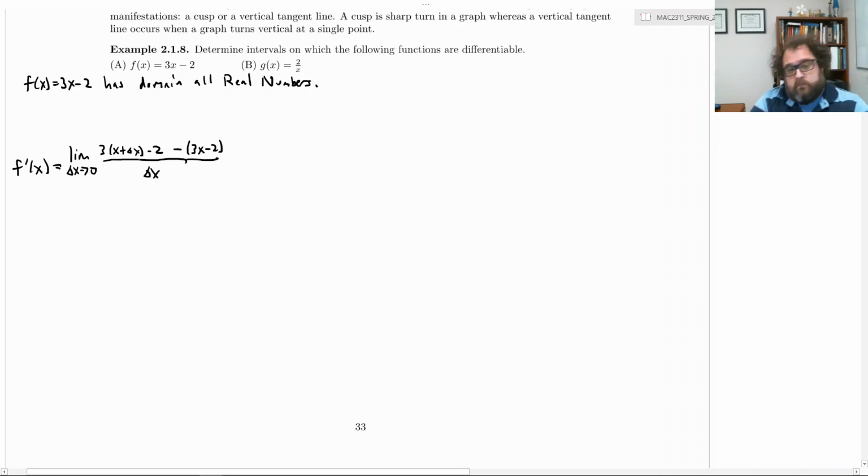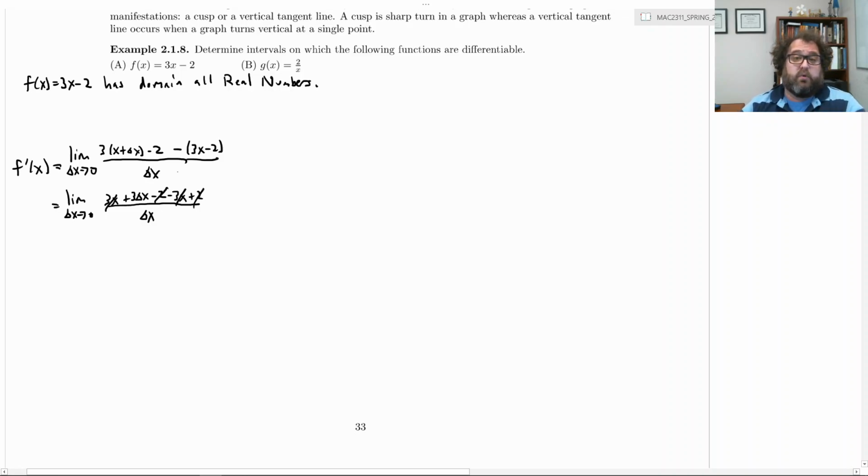Okay? So we need to simplify. No big deal. Equals limit as delta x goes to 0. Now on the top, really we just need to distribute a couple times. So we have 3 times x plus delta x is 3x plus 3 delta x minus 2 minus 3x plus 2 over our delta x. Okay. So what do we have here? Well, you have 3x and negative 3x, so positive 3x, negative 3x, positive 2 and negative 2. And what do you see?